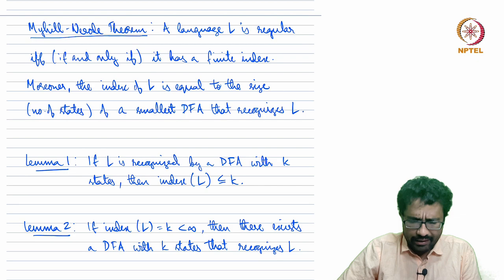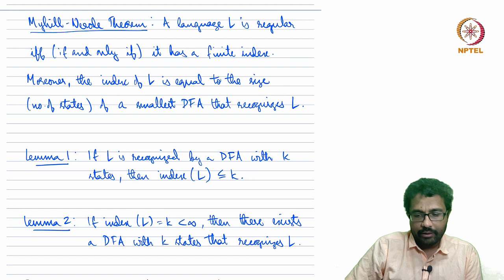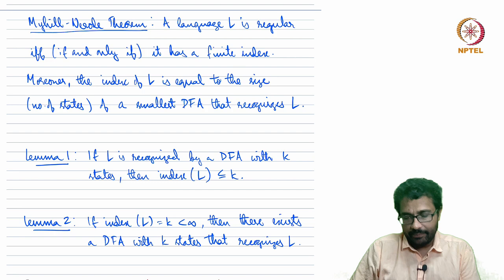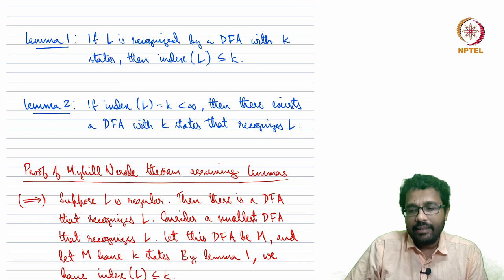Let's quickly see how. Suppose L is regular. We have to show that if L is regular, it has a finite index, and if it has a finite index, it is regular. And then the second statement, that the size of the smallest DFA that recognizes L is equal to the index. Suppose L is regular, which means there is a DFA. Now consider the smallest DFA, and suppose it has 10 states. Now by lemma 1, the index is at most 10.